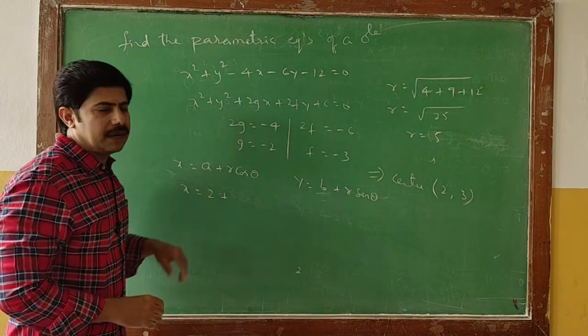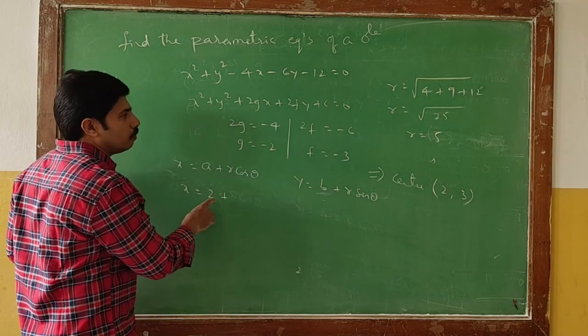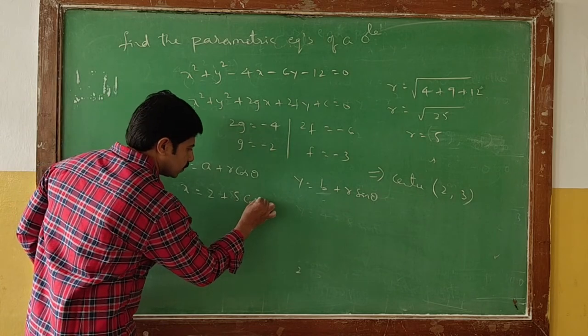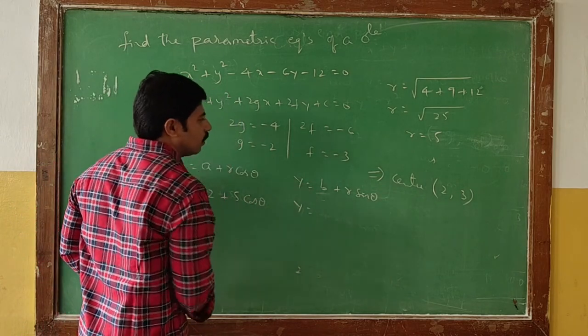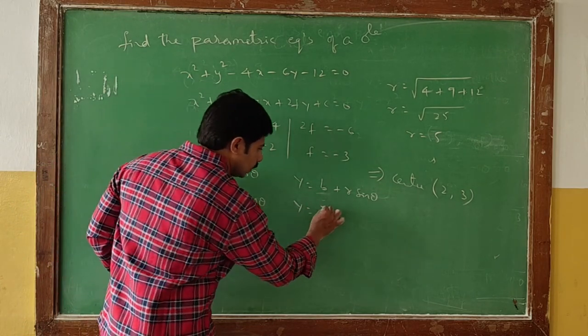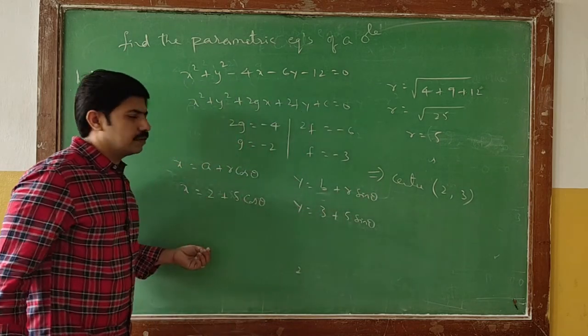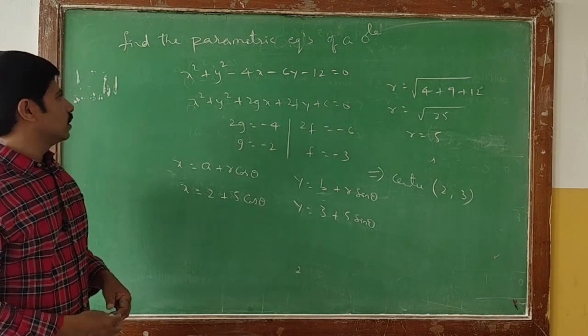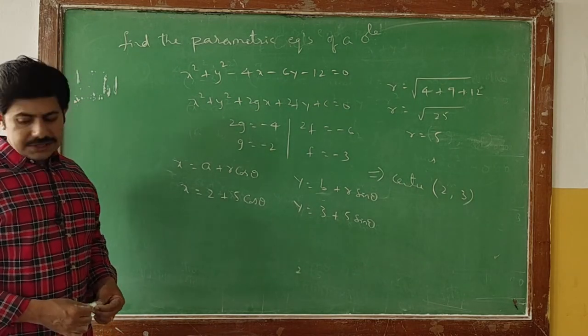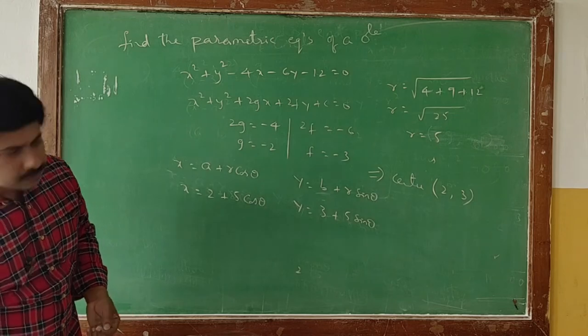Now we will substitute in parametric form. So x is equal to 2 plus 5 cos theta and y is equal to 3 plus 5 sin theta. So this is a parametric equation of a circle. Okay. So next one problem you just do. Try this problem.